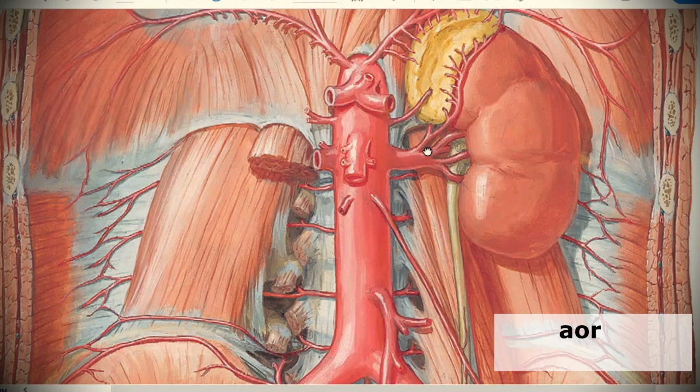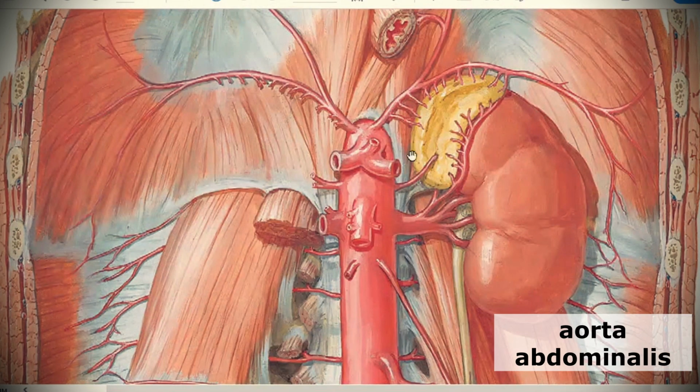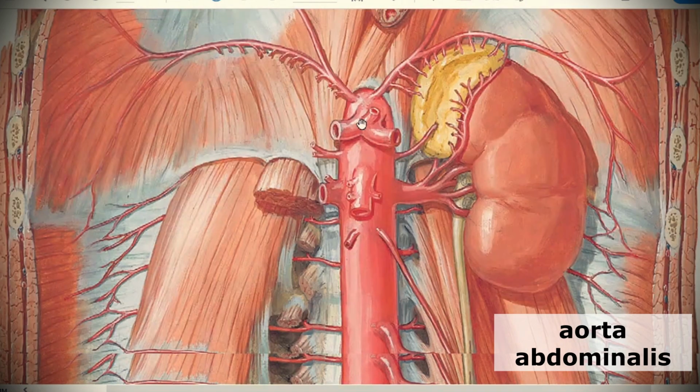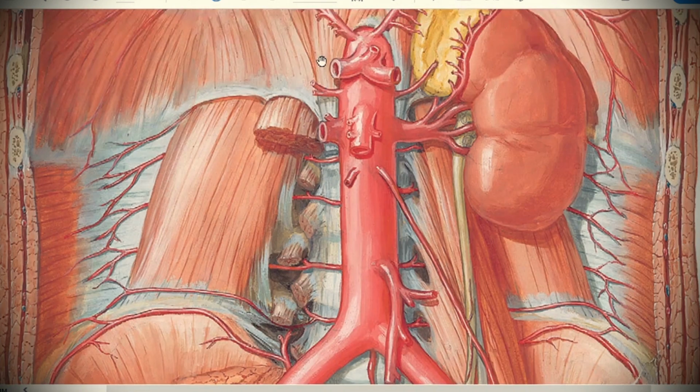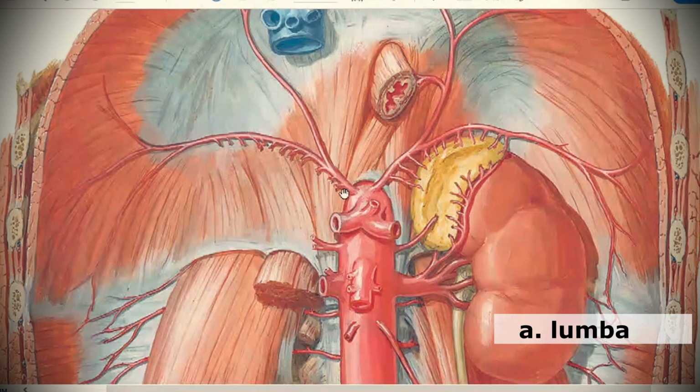So, aorta abdominalis. Again, aorta abdominalis begins at the hiatus aorticus of the diaphragm and terminates at the level of the 4th lumbar vertebra, where it divides into left and right common iliac arteries. All branches of the abdominal aorta also divide into parietal and visceral branches. Visceral branches will also subdivide into paired and unpaired. Parietal branches of the abdominal aorta are arteria lumbalis and arteria phrenica inferior.